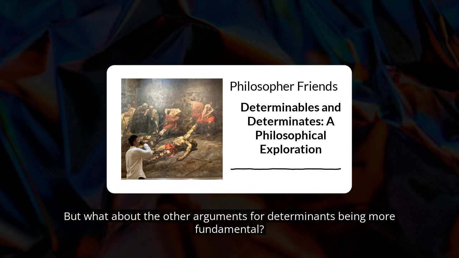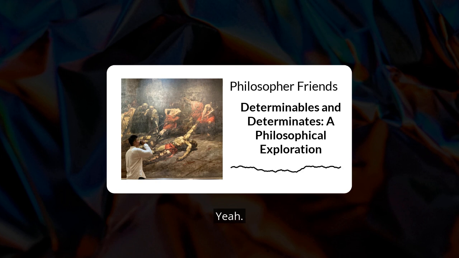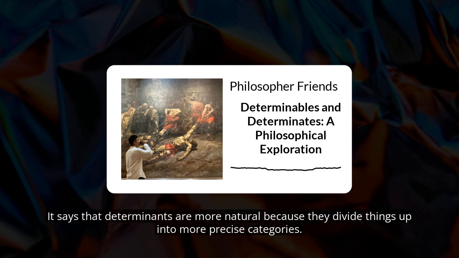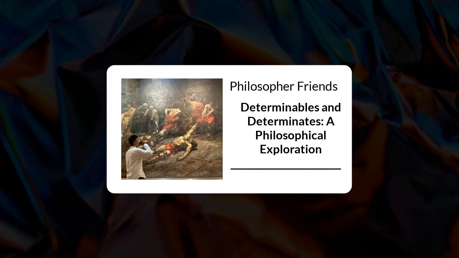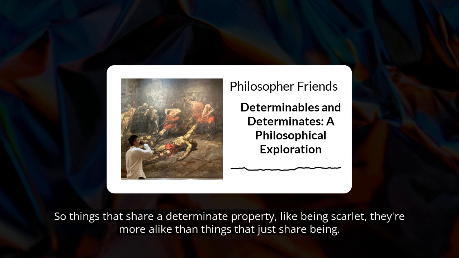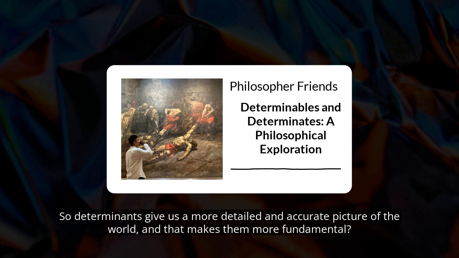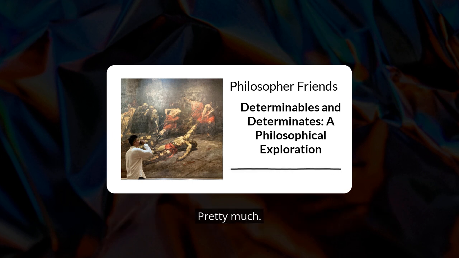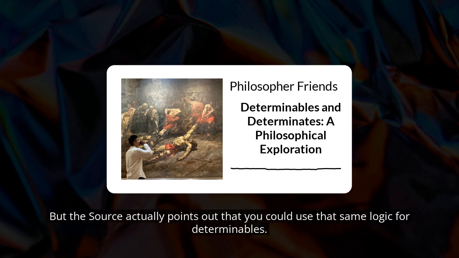But what about the other arguments for determinates being more fundamental? There were more, right? Yeah, one talks about naturalness. It says that determinates are more natural because they divide things up into more precise categories. So things that share a determinate property, like being scarlet, are more alike than things that just share being red, the determinable. So determinates give us a more detailed and accurate picture of the world, and that makes them more fundamental. Pretty much.